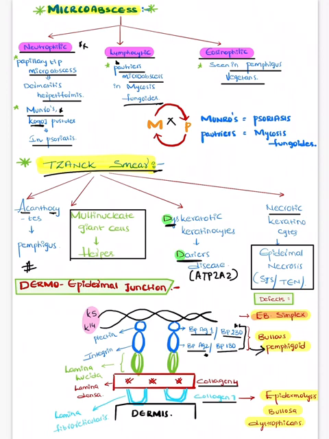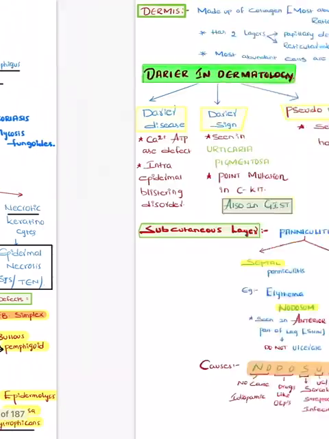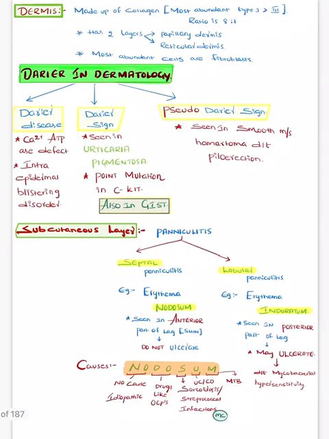See, we have also talked about bullous pemphigoid and epidermolysis bullosa dystrophica, and we have also talked about laminin 5 gene mutation, guys. Now coming on to the dermis. Dermis, I said, is made up of collagen, and collagen 1 is more than collagen 3, guys. The ratio is almost 8:1 to 9:1. It has two layers: the papillary dermis and the reticular dermis.